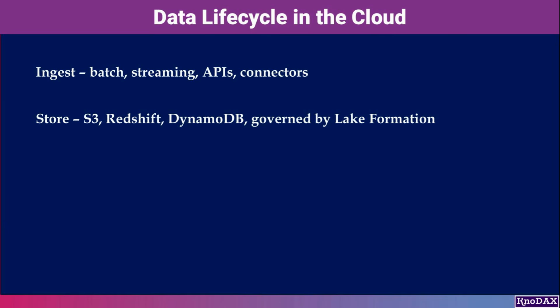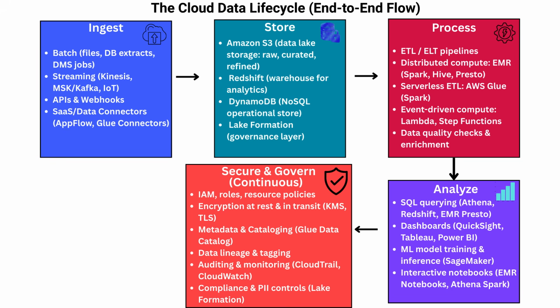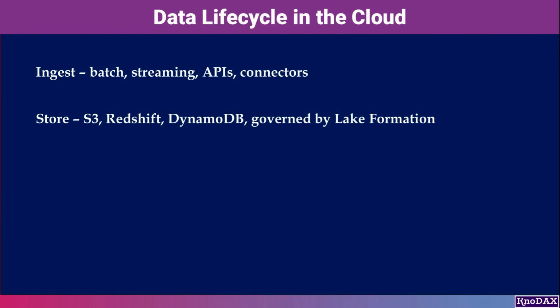Next, we store that data using services like Amazon S3, Redshift, or DynamoDB, all governed centrally through Lake Formation to ensure consistency, governance, and access control across the data lake and data warehouse. From there, we process the data. This may involve ETL or ELT workflows powered by EMR, Glue, or serverless compute with Lambda. This is where raw data is cleaned, transformed, and prepared for analytics or machine learning.